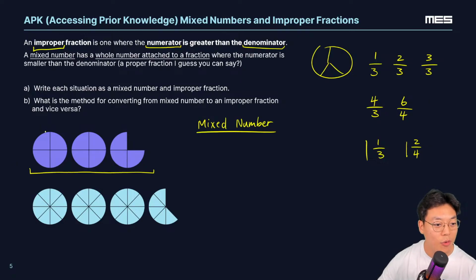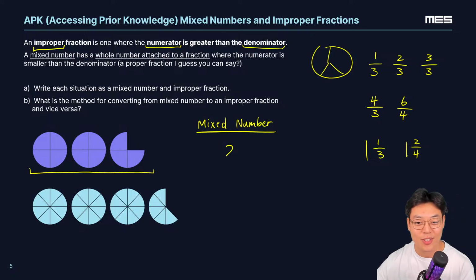I see we have one full circle, two full circles, and then the next circle is missing one piece out of the 4. Hi, Max. Welcome. So we have 2 3/4. That's correct. Amazing. Now, how would we write this as an improper fraction?